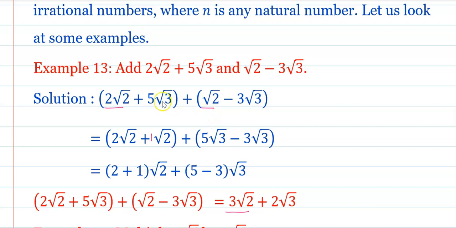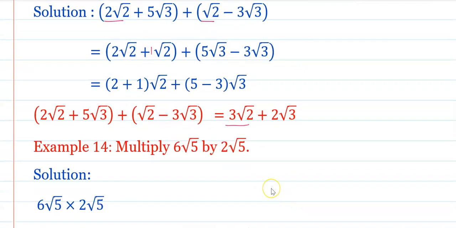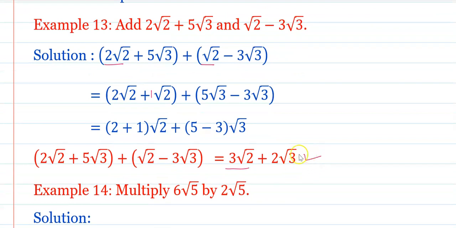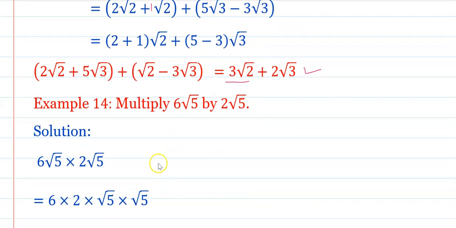What about the next? 5 root 3 minus 3 root 3. Take the common root 3. 5 minus 3, you will get 2 root 3. In this way, we can add it, and we are getting irrational numbers.